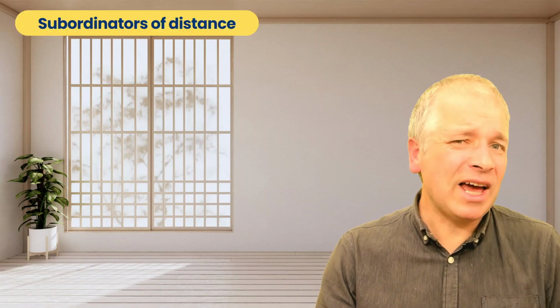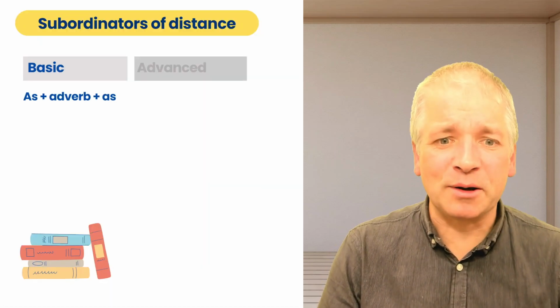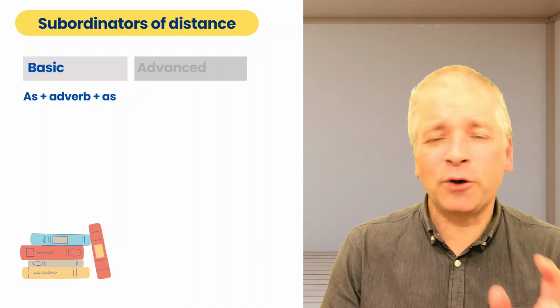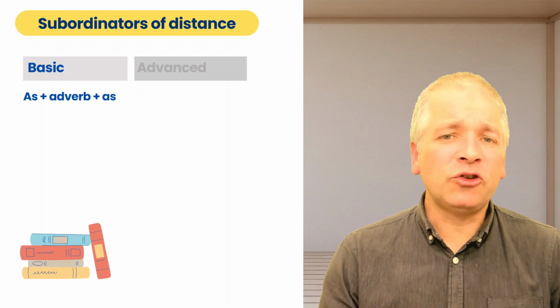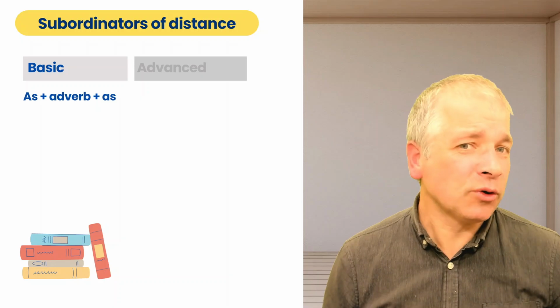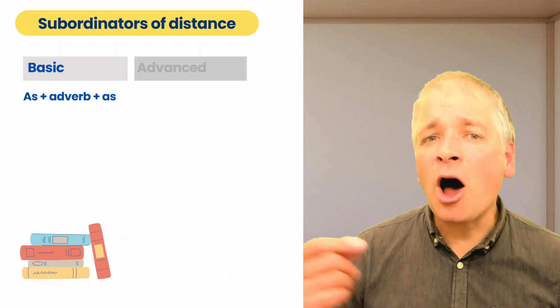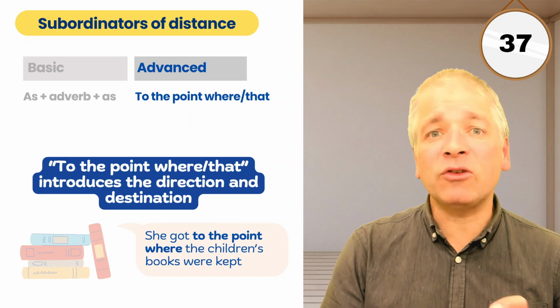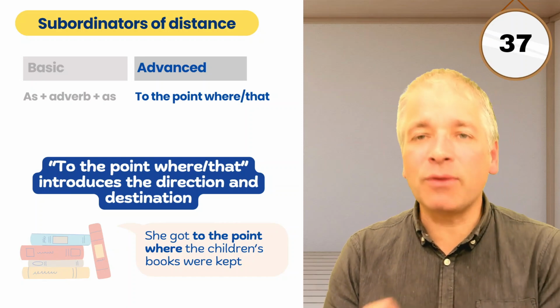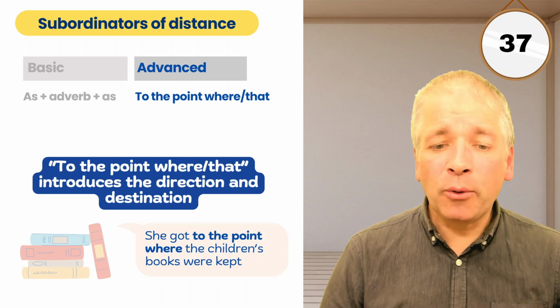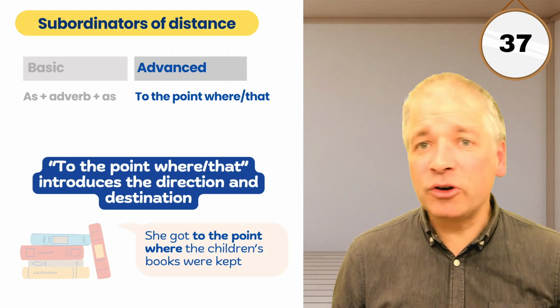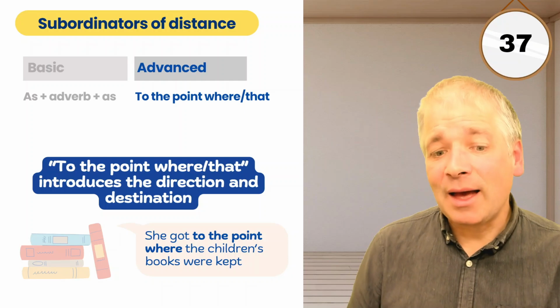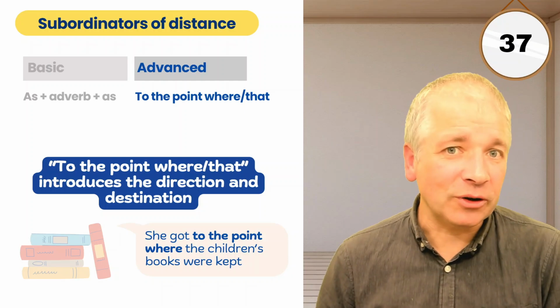Another type of subordinator is a subordinator of distance. We often use as followed by an adverb and as to create subordinators of distance, such as far as, but other ways of doing it include to the point where or to the point that. Now, to the point where or that introduces the direction and the destination.